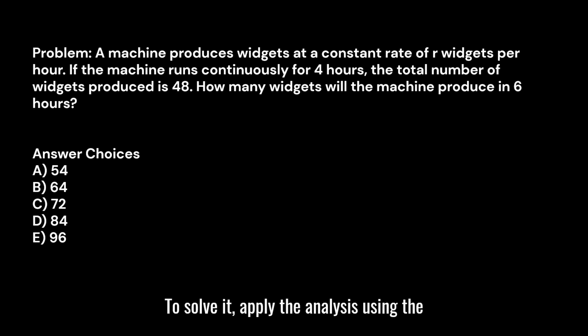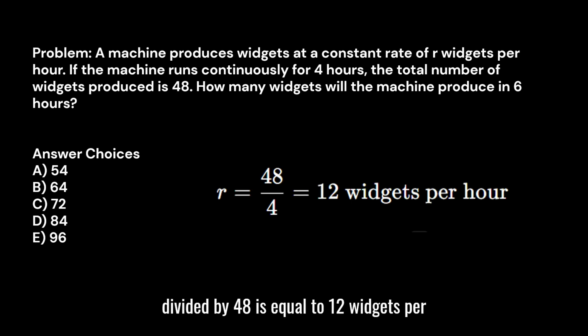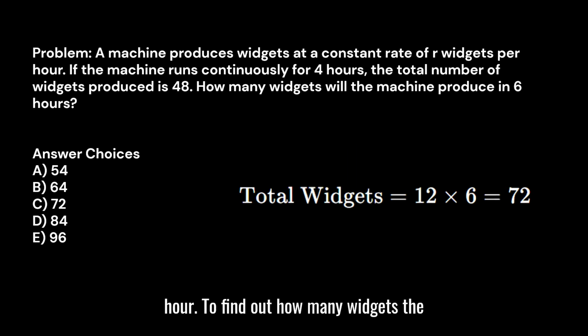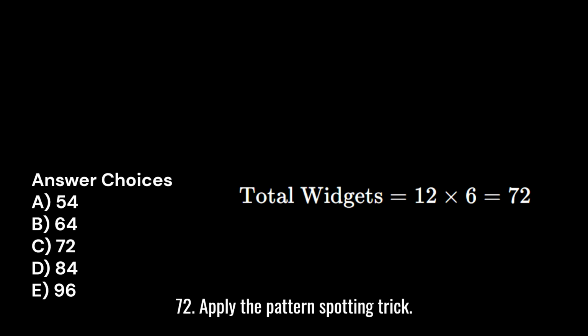To solve it, apply the analysis using the pattern spotting trick. First, determine the rate of widget production. If 4 hours results in 48 widgets, then the rate of production is R equals 48 divided by 4, which is equal to 12 widgets per hour. To find out how many widgets the machine produces in 6 hours, total widgets equals 12 times 6 equals 72.